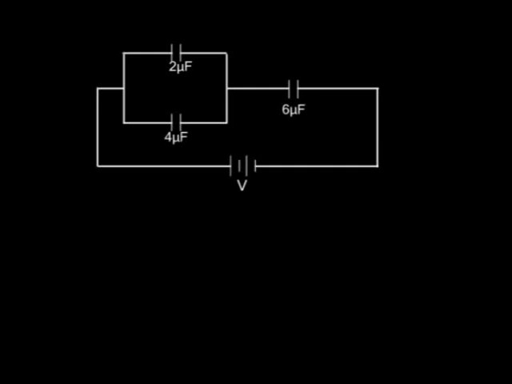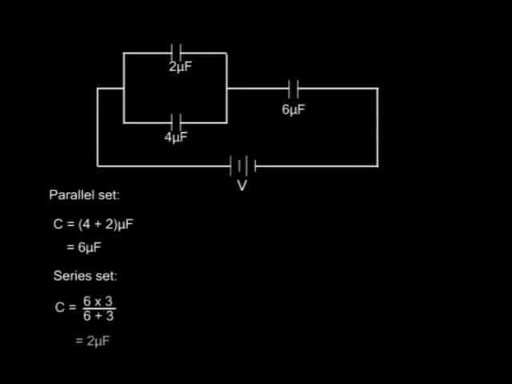Solution: the 2 microfarad and the 4 microfarad capacitors are in parallel. The combined capacitance is therefore equal to 2 plus 4, which is equal to 6 microfarads. For the whole system now, the 6 microfarads is connected in series with the 3 microfarads, and the effective capacitance C is equal to 6 times 3 over 6 plus 3, which gives us 2 microfarads.